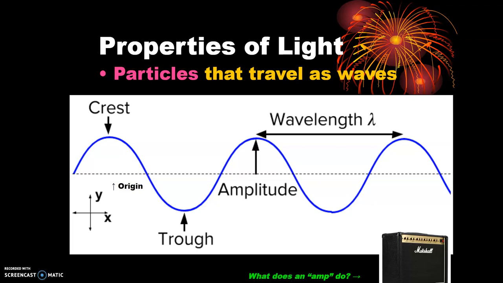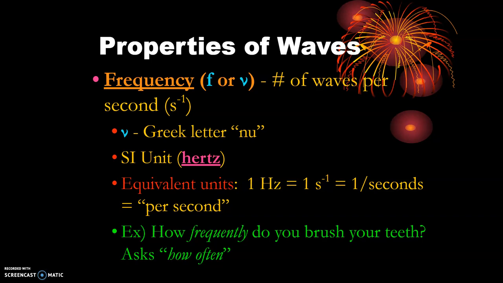All right, so quick little review is that light is particles that travel as waves. So you'll see that there is this wave-like behavior and an origin. The length of the wave from crest to crest is called the wavelength. The height is the amplitude. Okay, the frequency is how often you see a wave go by a place in a given second. So it has the units of per second or hertz, and we use the Greek letter nu, which looks like this funny little v here, in order to represent that.